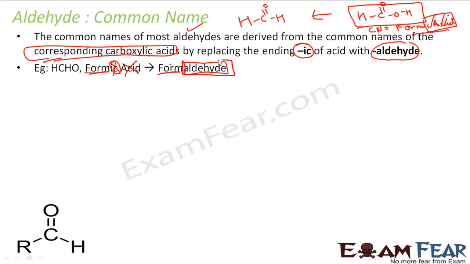Correct? So this is how you get it. You replace the IC of the acid, formic acid, you remove it, and you get form, and you add the word aldehyde, you get formaldehyde. That is how you derive the common name. Please note, I am talking about the common name. I have not yet started with the IUPAC name.